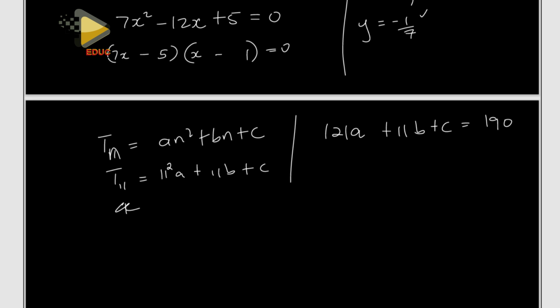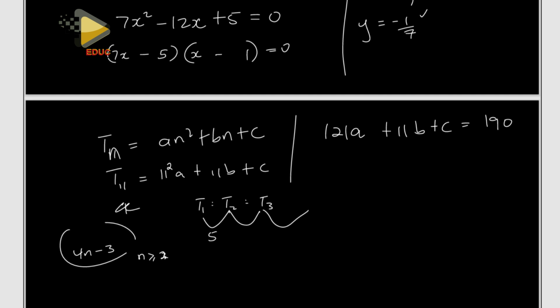But then if I'm looking at T1, T2, T3, for me to get my first differences here, I must use the 4n minus 3. But I must start with n being equal to 2. So if I replace n with a 2, I'm going to get 4 times 2 is 8 minus 3, that's going to be 5. And then I'm going to have 4 times 3 is 12, 12 minus 3 is 9. So the second difference is a 4.